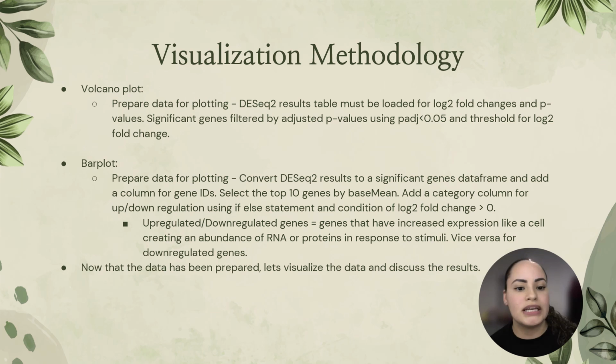So what are upregulated and downregulated genes? These are genes that have increased expression, like a cell creating an abundance of RNA or proteins in response to a stimulus. And this would basically be vice versa for downregulated genes. So now that we had prepared our methodology for our volcano plot and our bar plot, we can now visualize the data and discuss the results, which will be handled by Harrison.